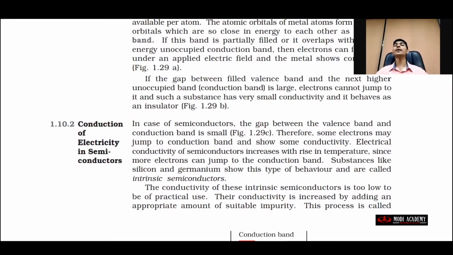And if there is some process, some heat, and that valence electron moves to the upper band, which is known as the conduction band, so उसको हम electric conductivity बोल सकते हैं. So the electron cannot jump to it, and such a substance has very small conductivity and behaves as an insulator. मतलब if gap बढ़ जाएगा तो इलेक्ट्रॉन वैलेंस बैंड से कंडक्शन बैंड में नहीं पहुंच पाएगा. सो ऐसे सब्सटेंस का कंडक्टिविटी बहुत कम होता है एंड दे आर वेरी गुड इंसुलेटर्स.